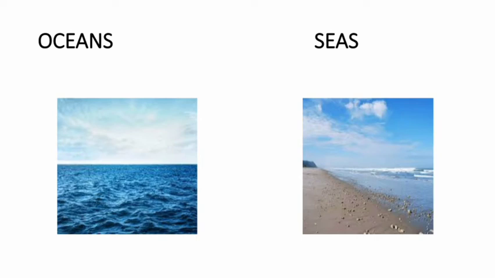The second picture is sea. There are 7 seas in the world: Arctic, North Atlantic, South Atlantic, North Pacific, South Pacific, Indian and Southern Oceans.